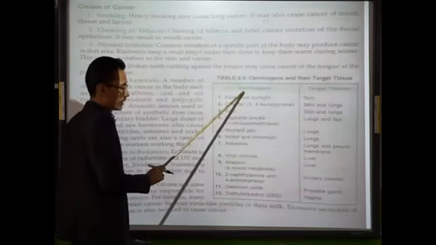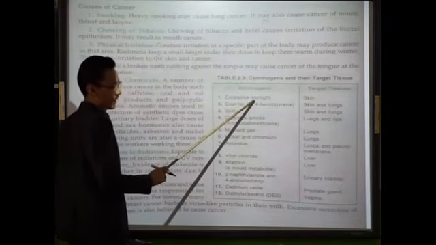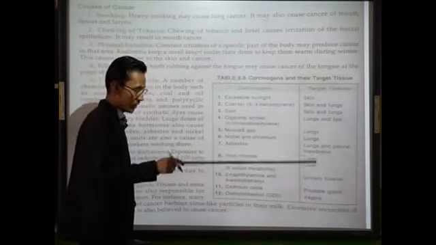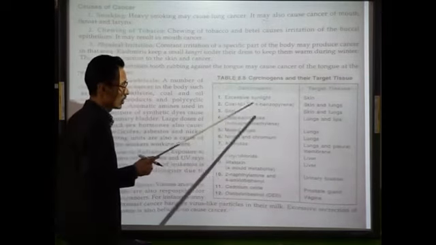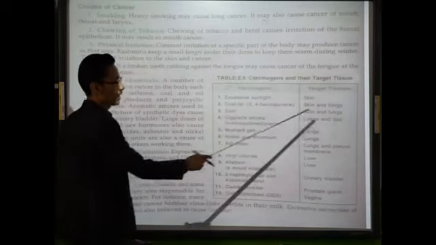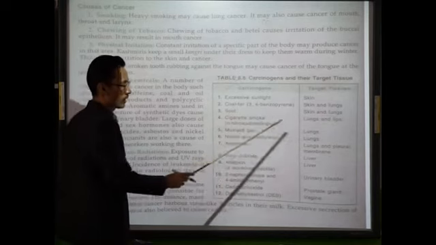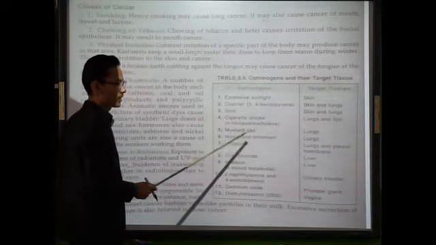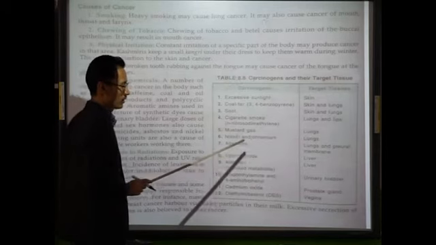Now, carcinogens, the cancer-causing agents. Excessive sunlight: prolonged exposure to UV rays will cause skin cancer. Coal tar can cause skin and lung cancer. Cigarette smoking can affect the lungs and lips. Mustard gas affects the lungs, and nickel and chromium as well.